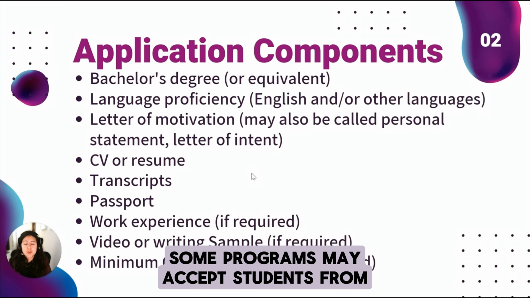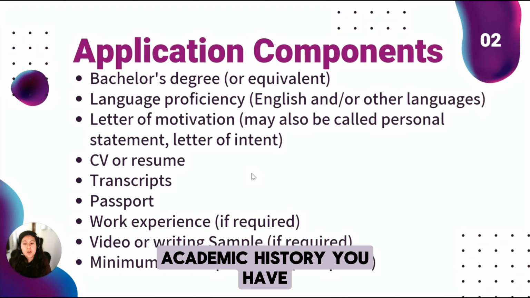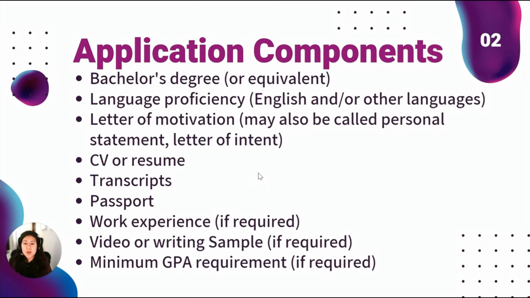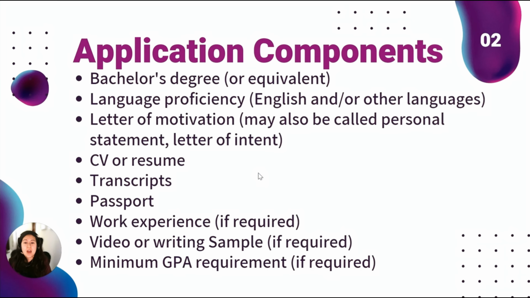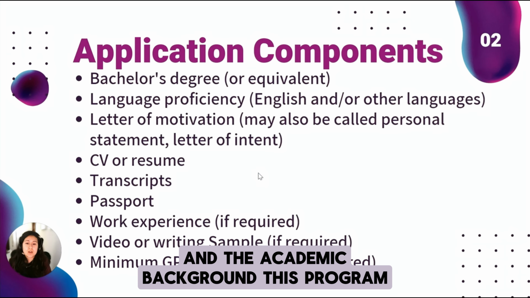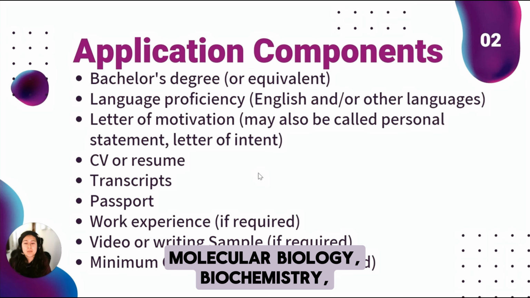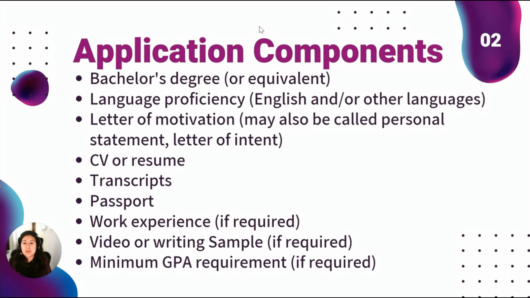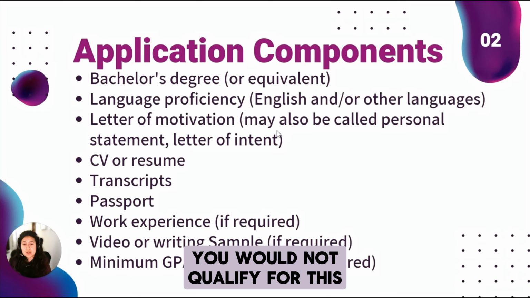Some programs may accept students from any background and are very flexible with the academic history you have, while others require a degree in a specific discipline. For example, there is a master in international vaccinology called LIVE, and the academic background this program requires is in cell biology, molecular biology, biochemistry, physiology, and microbiology. So if you have a background in public health or in history, you would not qualify for this specific program.